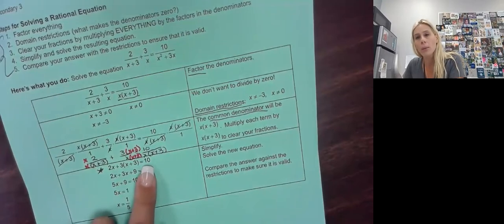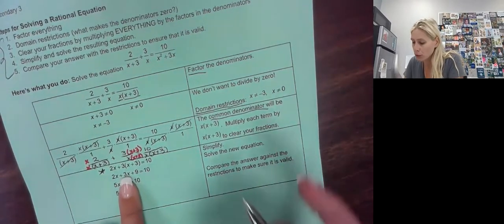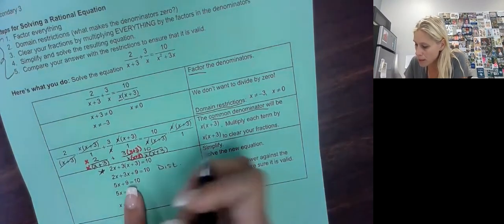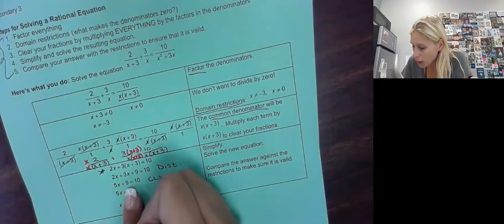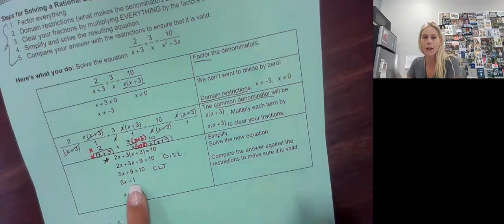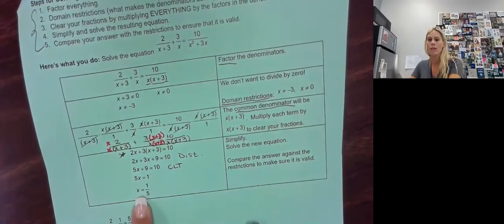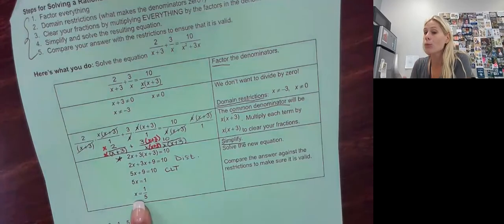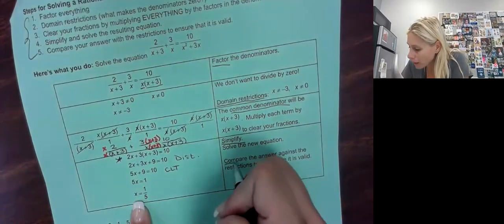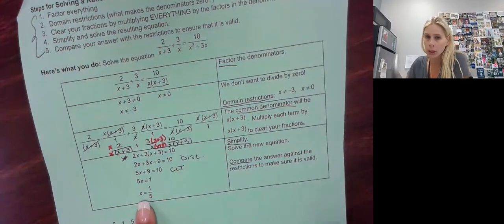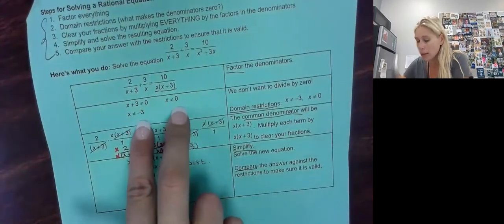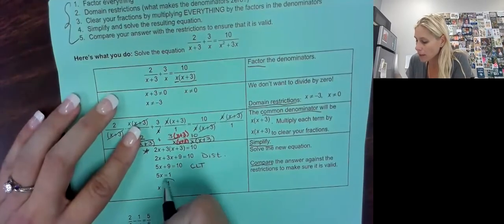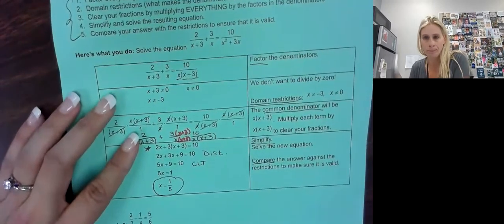And now we solve like we usually do in algebra. We'll distribute first. Distribute, combine like terms, and then get x by itself, and we find that x equals 1/5. Okay, so we simplified right there. But the last step, what you need to keep in mind is you need to compare with your domain restrictions. So luckily for us, none of our restrictions is 1/5. So this is our final answer, and we are all done.